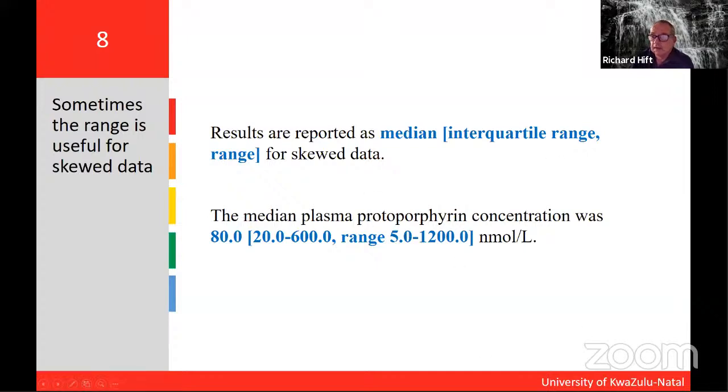The point I'm making with this slide is you don't always have to talk about results generically. If, for example, there's only one thing you're measuring in your paper, then in your methods, you could just go straight on and say the median plasma protoporphyrin concentration, plasma protoporphyrin concentrations are reported as median and interquartile range.